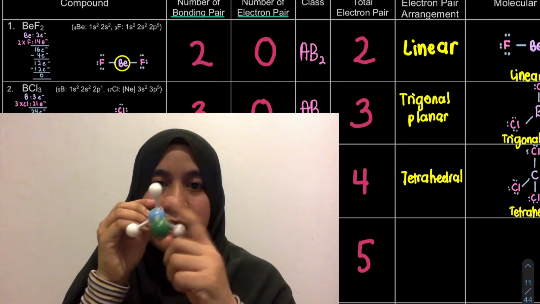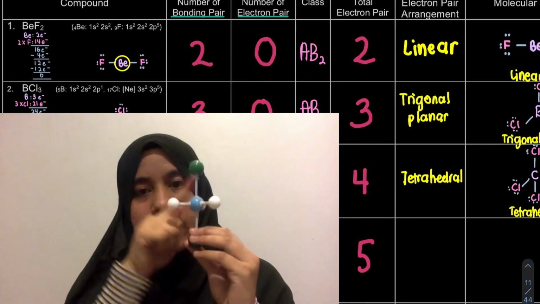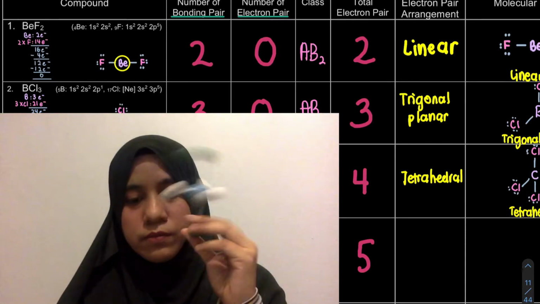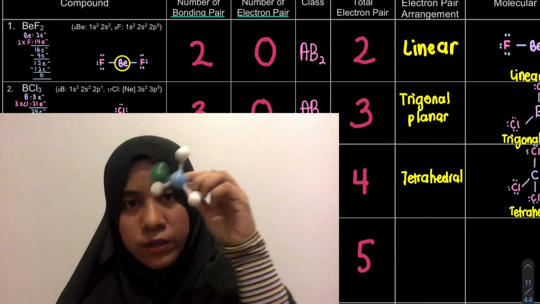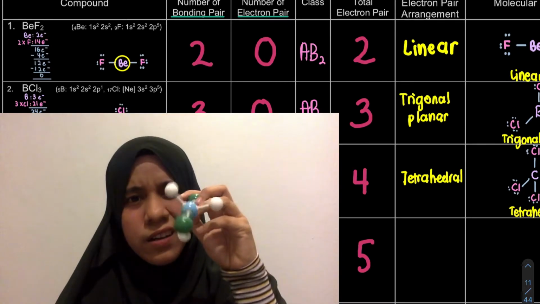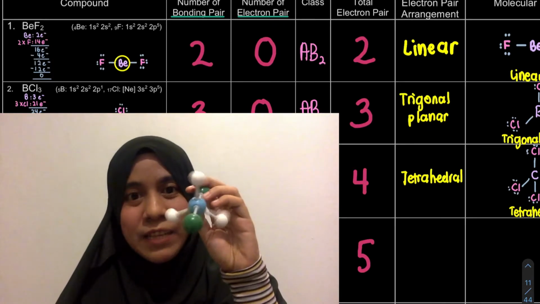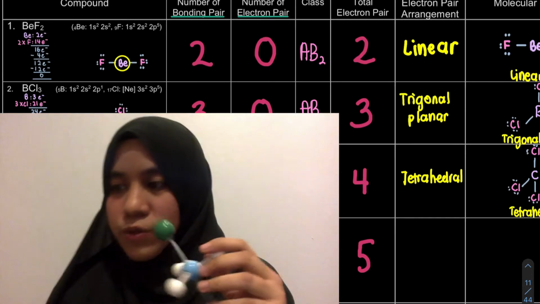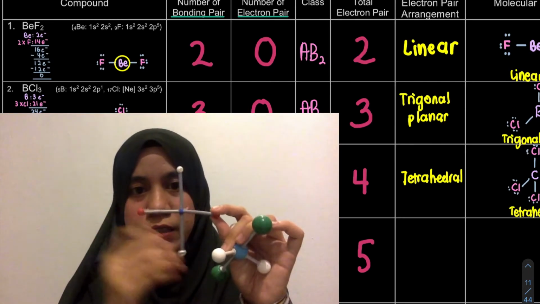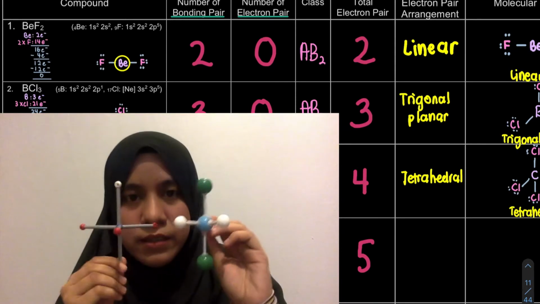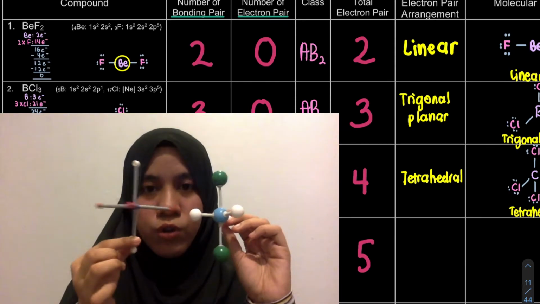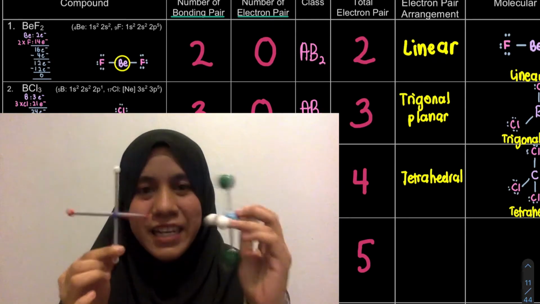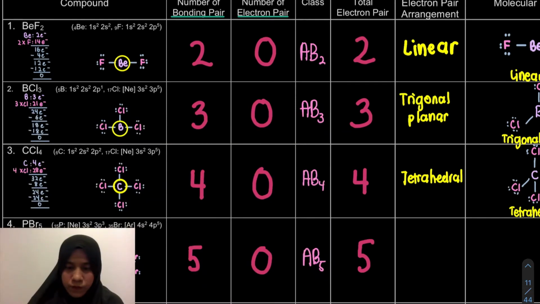Yang ini 180. So, between the green dengan white ni is 90 degree. But then, between all the whites ni, angle dia adalah 120. Macam kita punya trigonal planar tu. Dia macam trigonal planar tapi tambah atas bawah. Okay, so, how to draw it in terms of 3D, in terms of 2D. Tapi first nama dia trigonal bipyramidal.